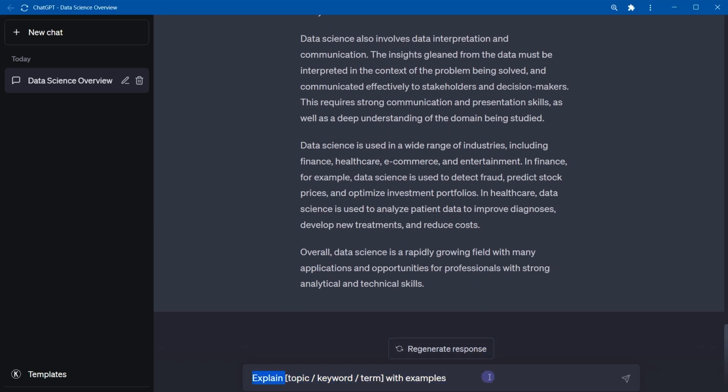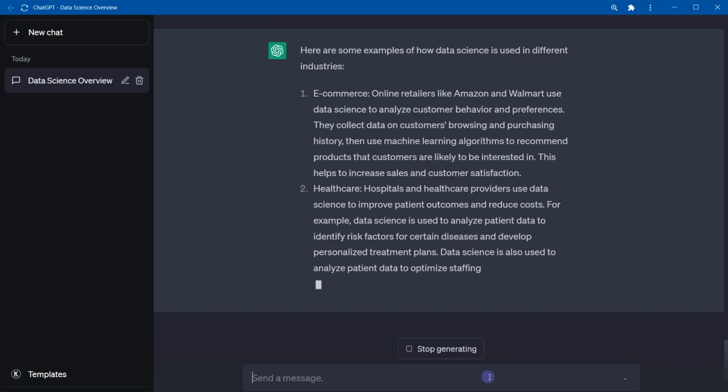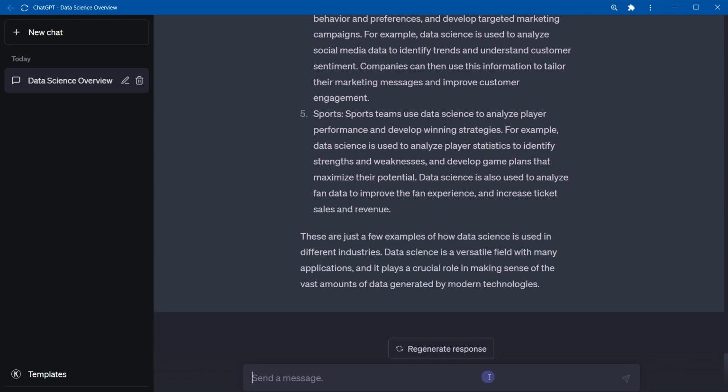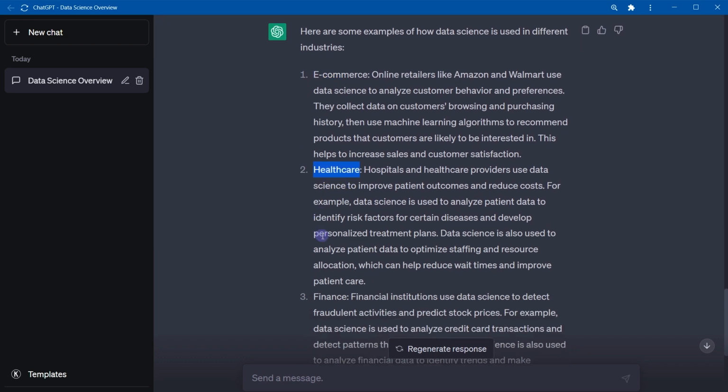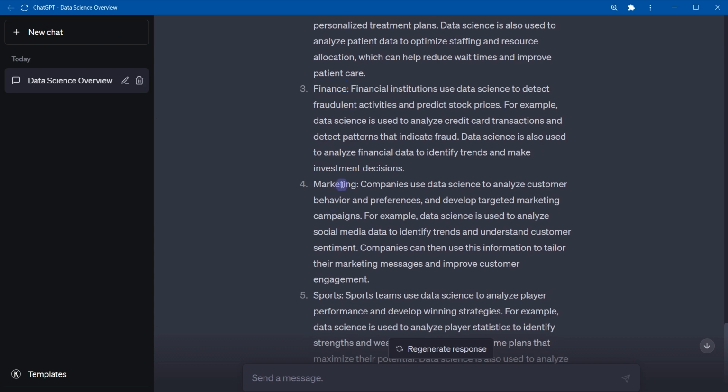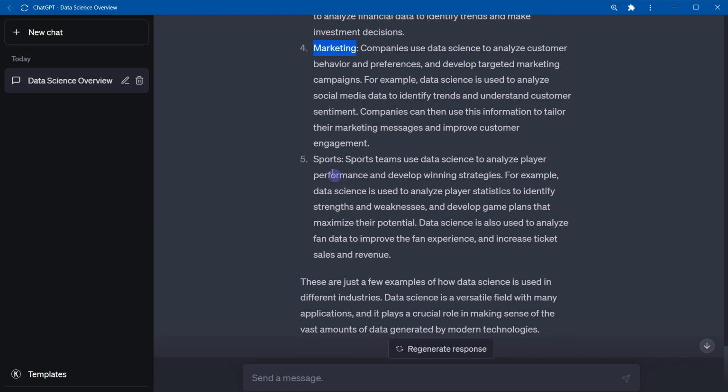Then we can say something like explain topic with examples. Explain data science with examples. In this case, the response will include examples like here we have a list of examples like e-commerce, healthcare, finance, example from marketing, example from sports. Sports teams use data science to analyze player performance and develop winning strategies, etc.